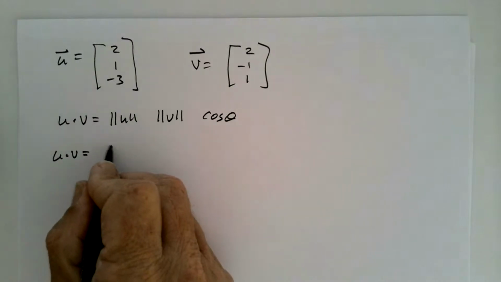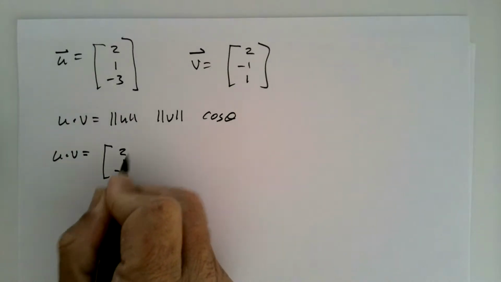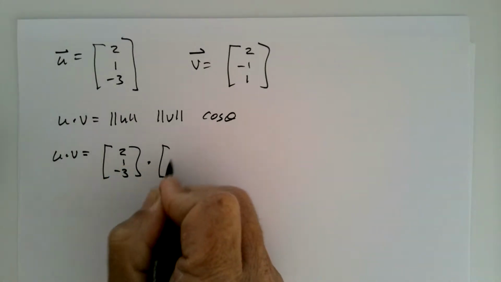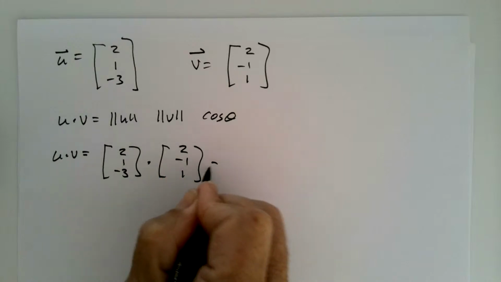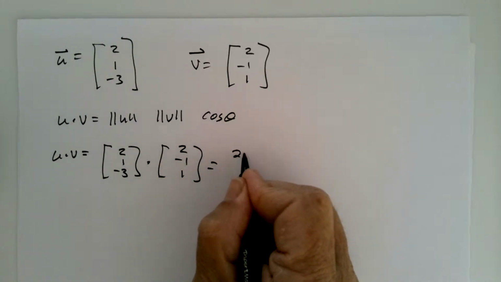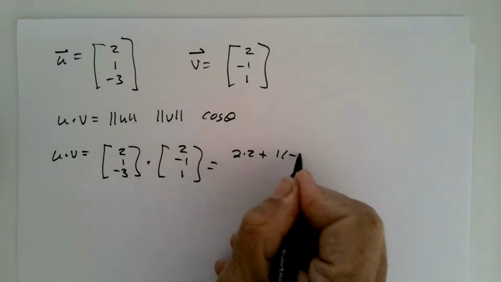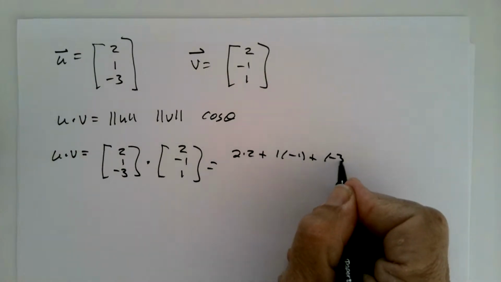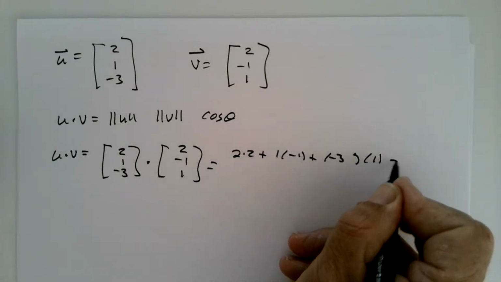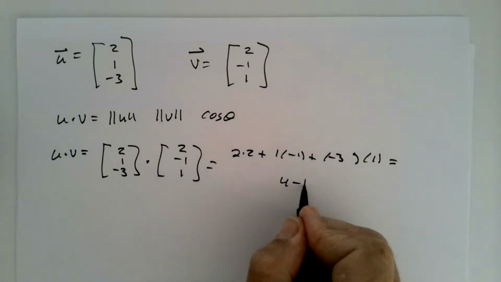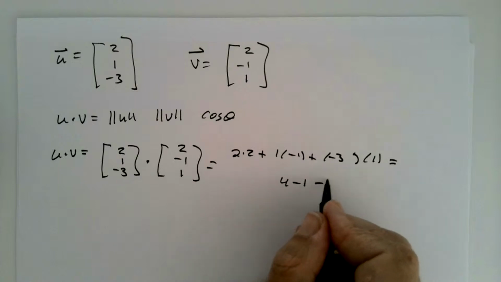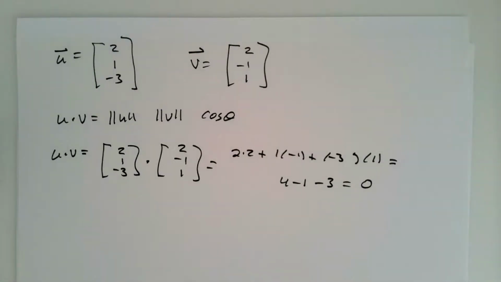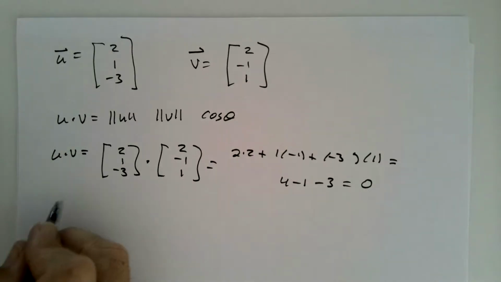U dot v is 2, 1, negative 3 dot 2, negative 1, 1, which is 2 times 2 plus 1 times negative 1 plus negative 3 times 1, which is 4 minus 1 minus 3, which is 0. So u dot v is 0. How about u dot u?